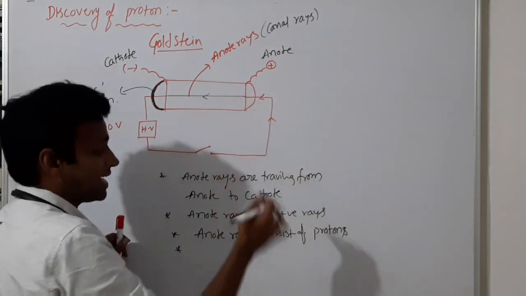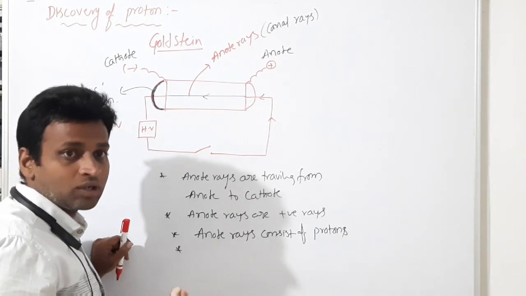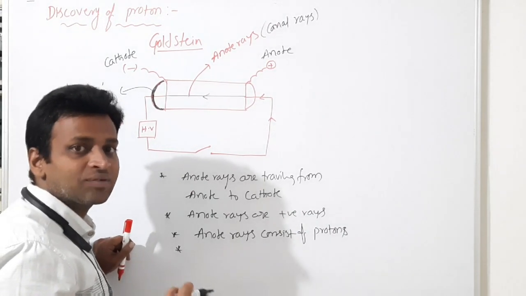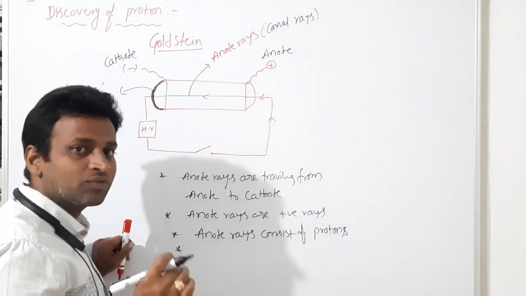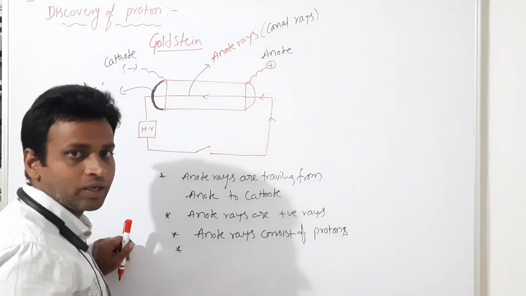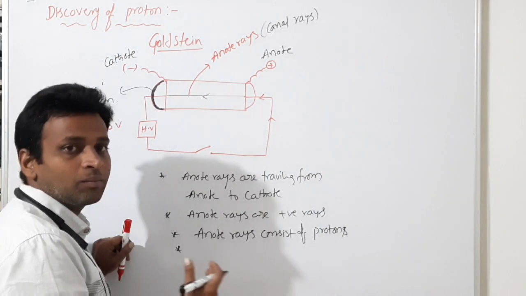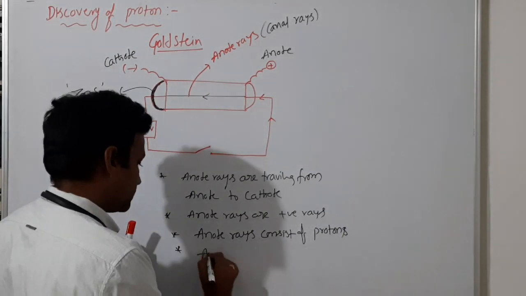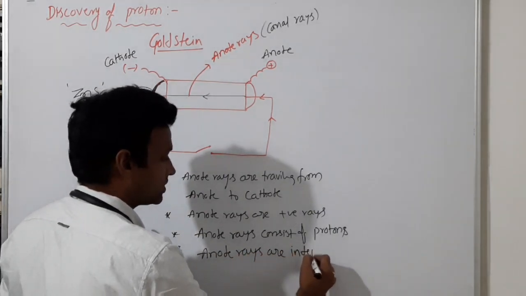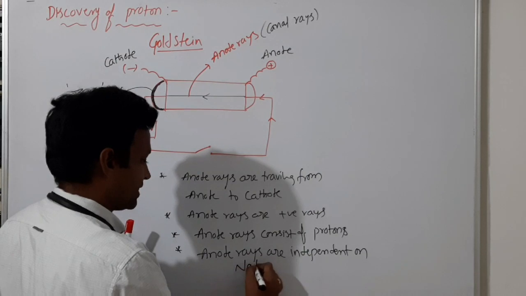Here we are taking no gas. Gas is unnecessary because anode rays are positive and they are heavy particles. Whatever the gas is, it won't affect them, because the protons are ejected from the nucleus, and every nucleus of a gas contains protons of the same mass. So the nature of the gas won't affect the anode rays. One more thing: anode rays are independent of the nature of the gas.